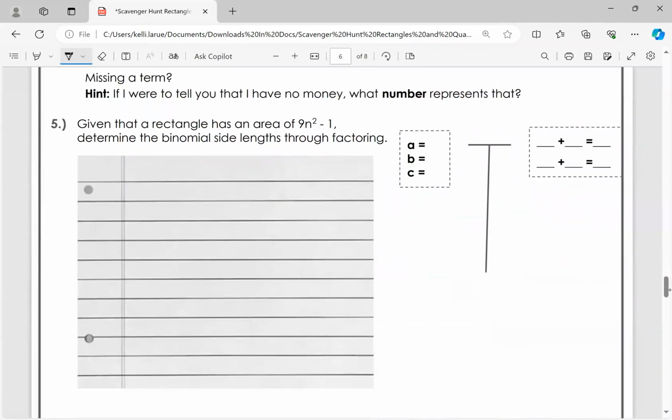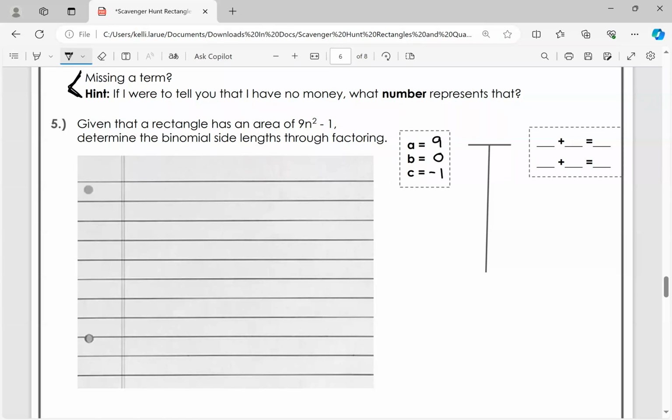Number 5, here we have a rectangle with an area of 9n squared minus 1. We can see that our a value is 9 and our c value is negative 1, but some of you kind of pause. You're like, oh my gosh, we don't have the other term. And so I actually gave you guys a hint, and it says, missing a term. Hint, if I were to tell you that I have no money, what number represents that? And so hopefully most of you were like, 0. If Miss LaRue has no money, then she has $0. Okay, so b is 0.